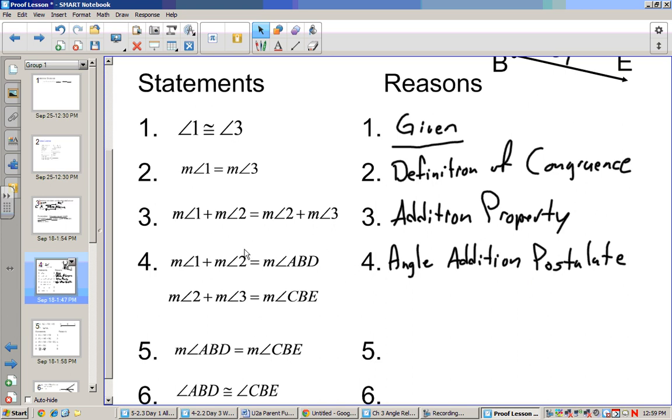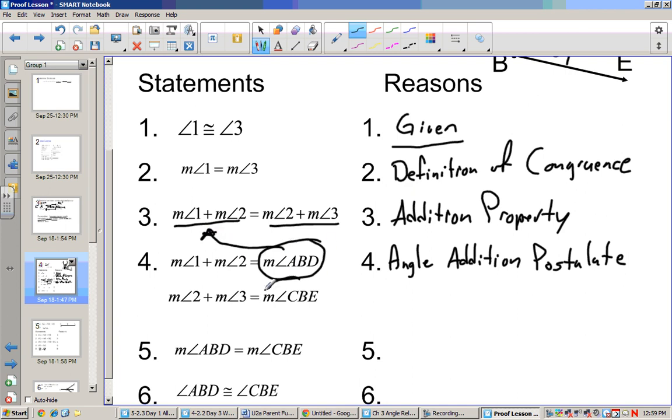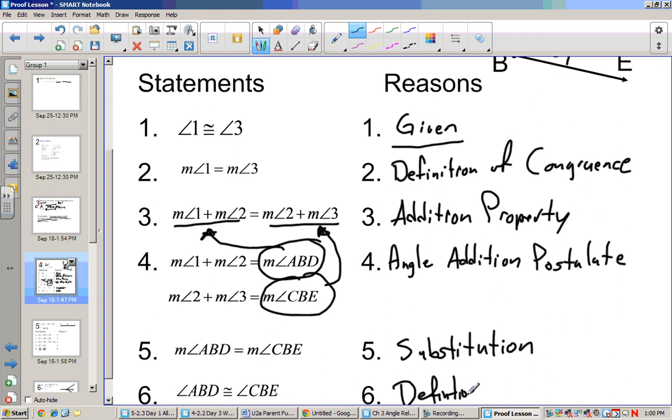So now if we have this situation, we know this is equal to this, but I can substitute ABD in for these values and CBE in for those values. So we can set these equal to each other by saying substitution. And if we have them equal to each other, we can change them into being congruent because that's the definition of congruence.